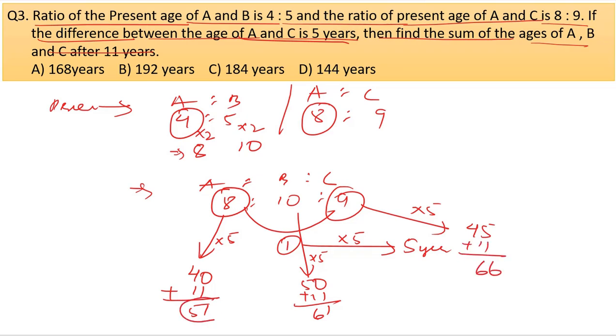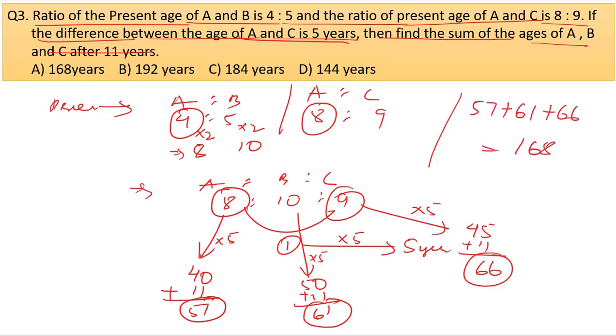Now the total age of A, B, and C after 11 years will be 57 plus 61 plus 66, which is equal to 168 years. So option A is the correct answer.